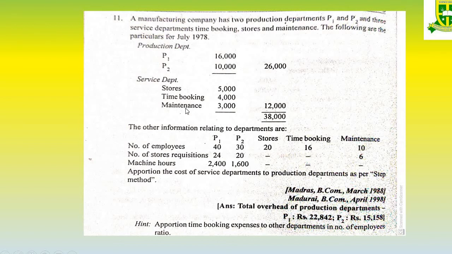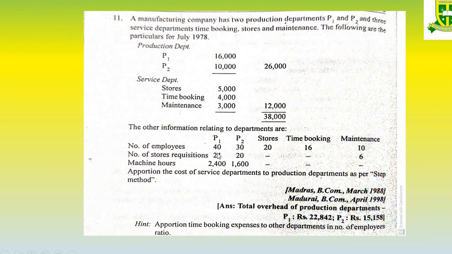The next one is maintenance. Maintenance is utilized for machines, so it has to be allocated based on the machine hours. And time booking is for employees, so it will be based on the number of employees. So you have to allocate. You can't change this pattern because in the step method you are going to reduce it. So you have to change according to this. The first one is number of employees, so you have to allocate time booking first.